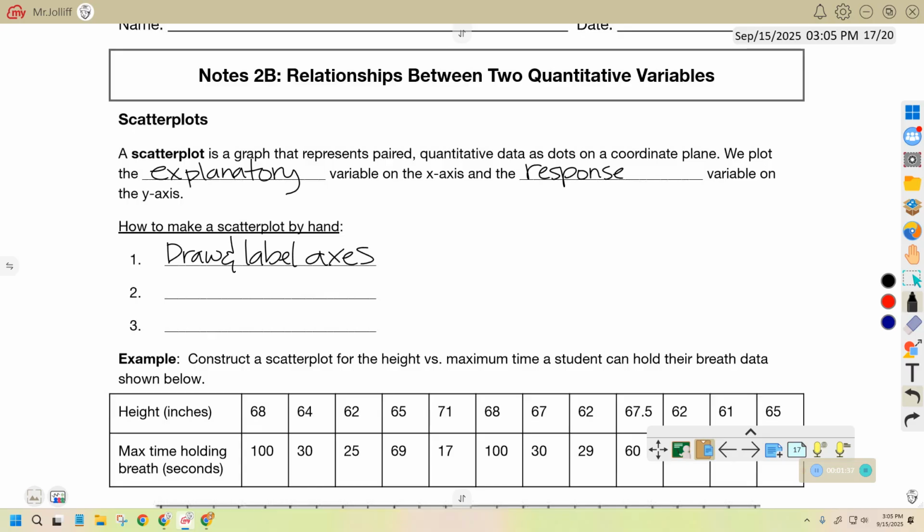Okay, next one. Now that I've got axes on the paper, in order to plot points and have those points be meaningful, what else do I have to do? Scale it. Very good, Katie. Scale the axes.